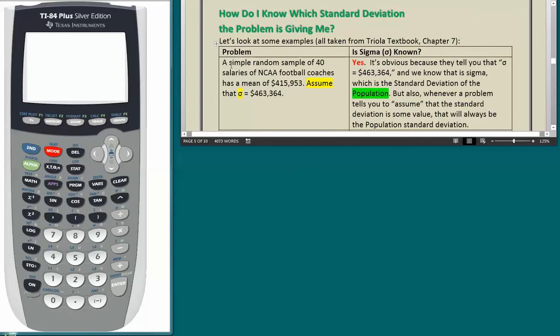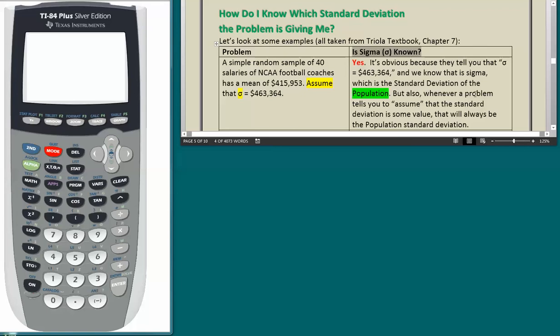So here's a problem. A simple random sample of 40 salaries of NCAA football coaches has a mean of $415,953. Assume that sigma equals $463,364. Okay, in this problem, is sigma known? Yes. It's obvious because they tell you that sigma, and there it is right there, equals this amount of money. We know that that is sigma, which is the standard deviation of the population.